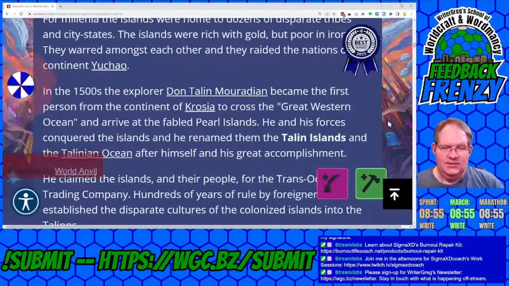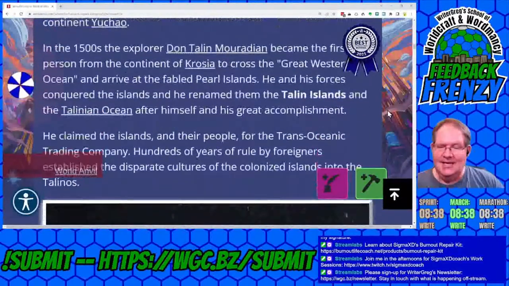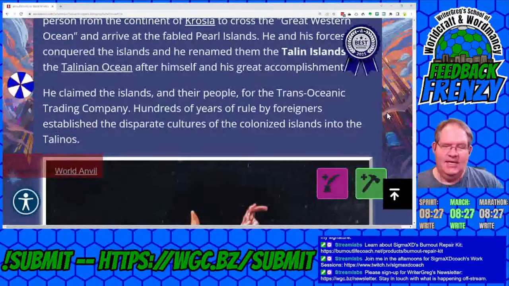In the 1500s, the explorer Don Talon Moradian became the first person from the continent of Crozia to cross the Great Western Ocean and arrived at the fabled Pearl Islands. He and his forces conquered the islands, and he renamed them the Talon Islands and the Talinian Ocean after himself and his great accomplishment. He claimed the islands and their people for the Transoceanic Trading Company.